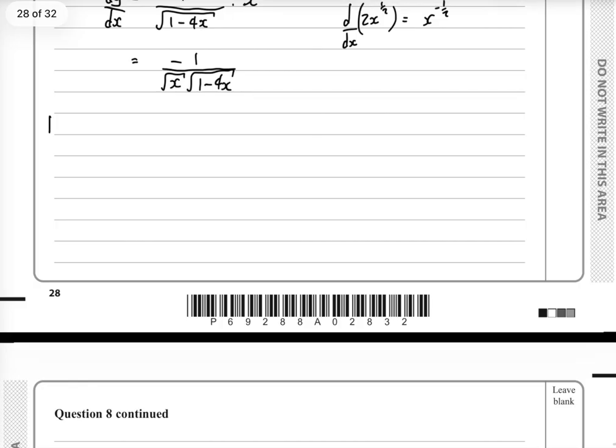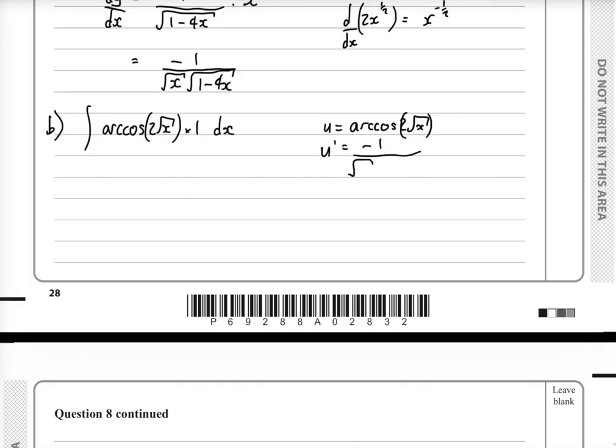So going with that method, the integral of arc cos 2 root x times 1, if you want to make that clear, u is equal to arc cos 2 root x, so u prime is equal to part A solution, which is this. V prime is equal to 1, v is equal to x, uv, the integral of this is equal to uv minus the integral v u prime.